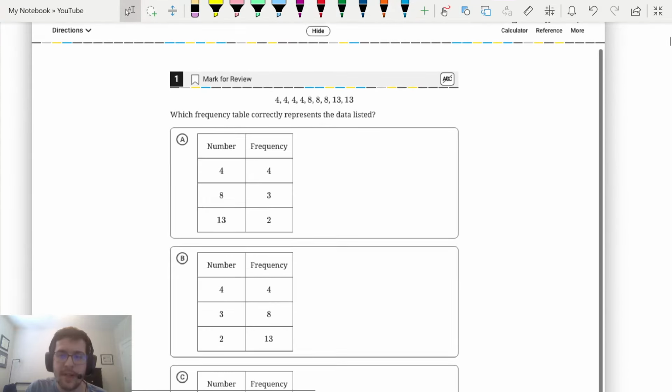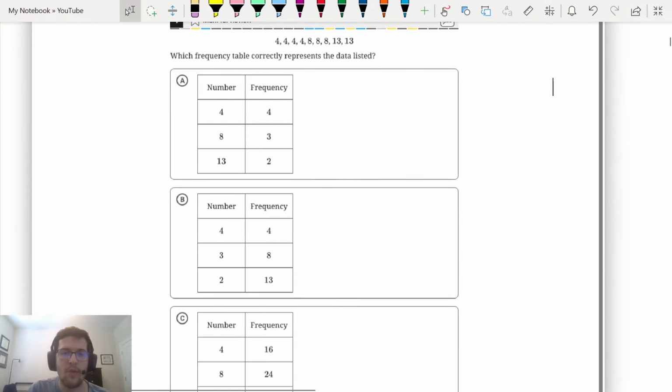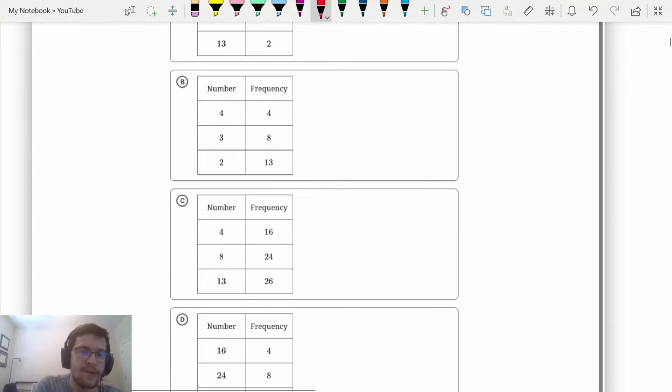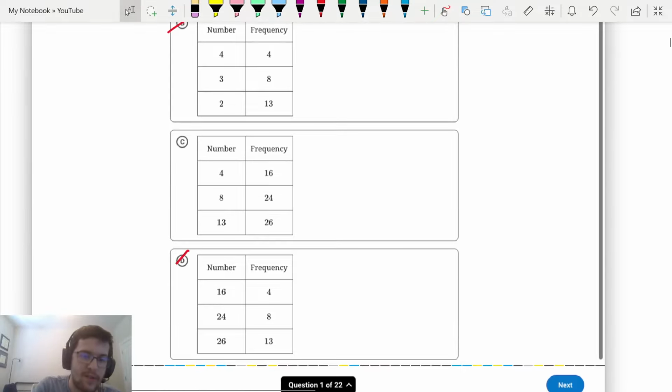Okay, so first we're going to start with module 1 of the math section. So this is question 1. And it says, which frequency table correctly represents the data listed? What you got to know about frequency tables is that the number column is the literal numbers in the data set, and the frequency tells you how many of each of these numbers. So as you can see, we only have 3 numbers in the data set. We have 4s, 8s, and 13s. So right away, anything that does not say 4, 8, 13 in the number column is wrong. So B is wrong and D is wrong.